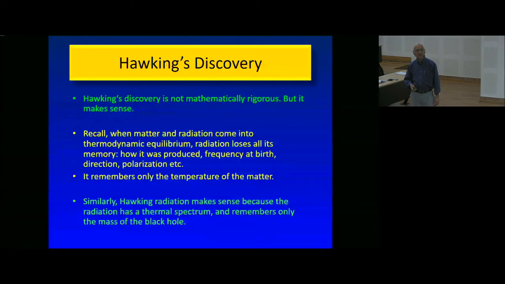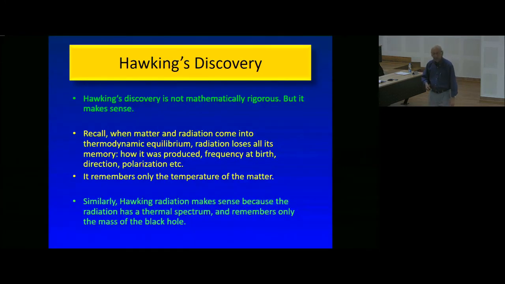Recall that when matter and radiation come to thermodynamic equilibrium, as I said 2 days ago during our tutorial, radiation loses all its memory: how it was produced, what was its frequency, what was the direction, what was the polarization. When it comes out, it remembers only one property, namely the temperature of the body. Similarly, in Hawking radiation, we have lost all information about what went into the black hole, no hair theorem. So the only thing the body remembers is the mass of the black hole, the analog of temperature.